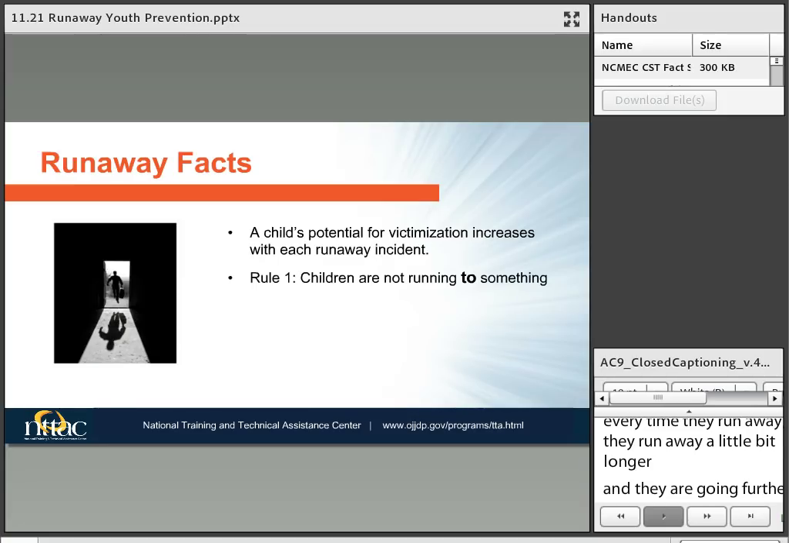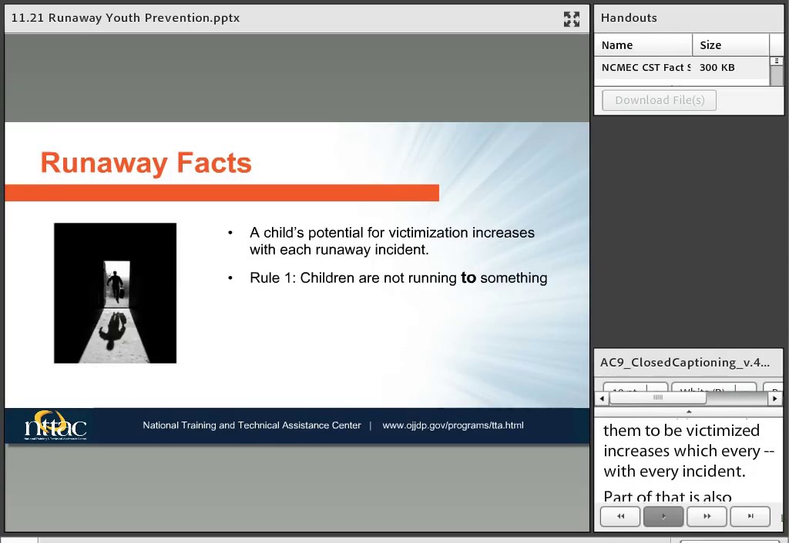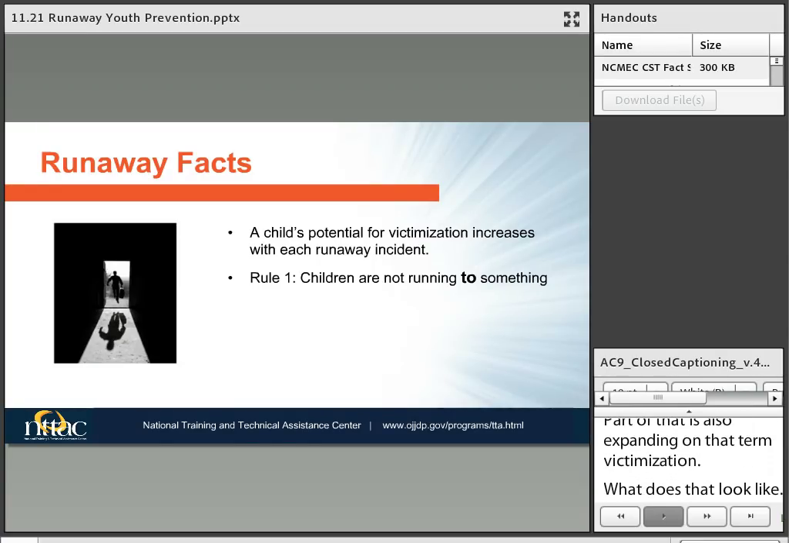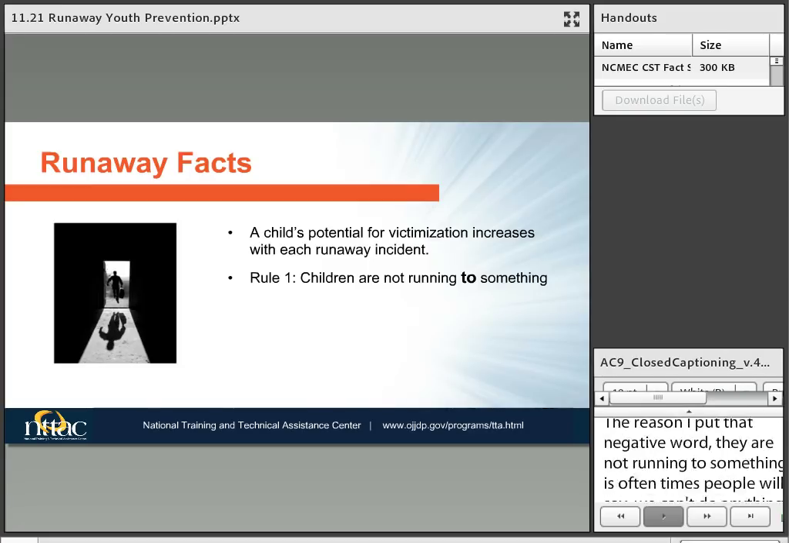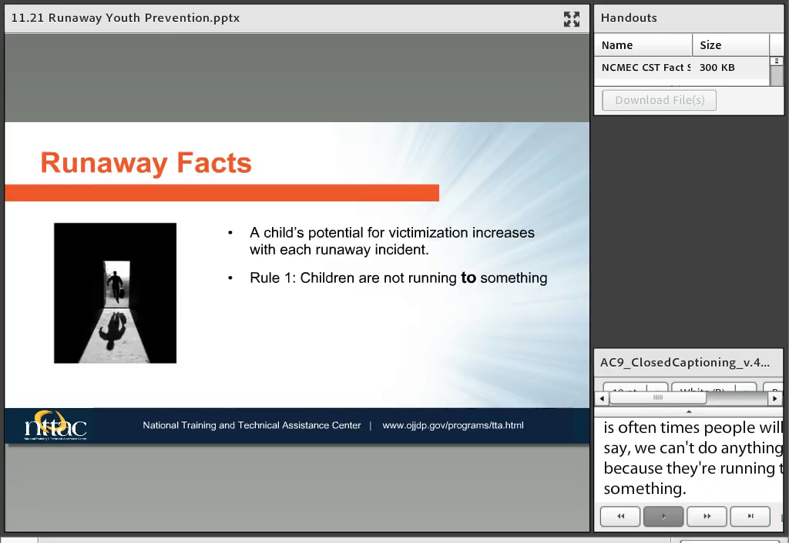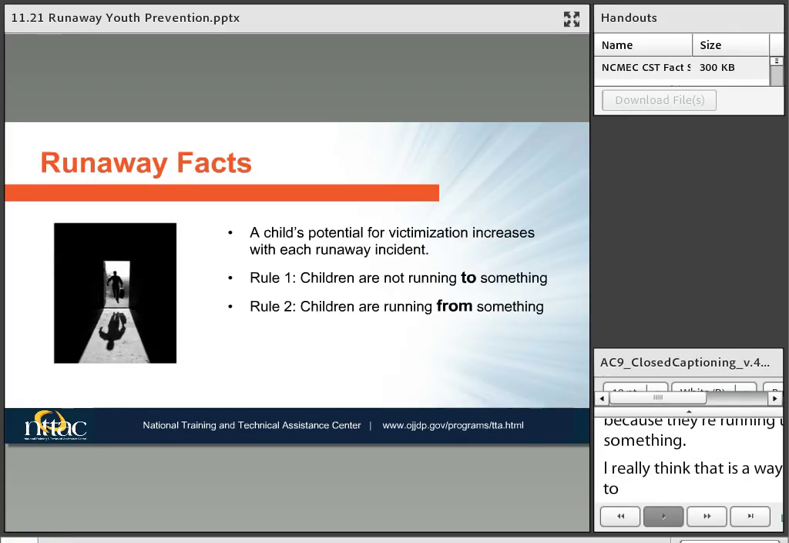And one of the first things I always say, I put 2 rules on this. Rule number 1, children are not running to something. And the reason I put that very negative word, they're not running to something, is oftentimes people will say, well, we can't do anything because they're running to something. And I really think that's a way to marginalize the runaway, but also in some way give us almost an excuse, like, well, we can't do anything. But rule number 2, I think, is the important one, and it is what we have to focus on. Children are not running to something. Children are running from something.